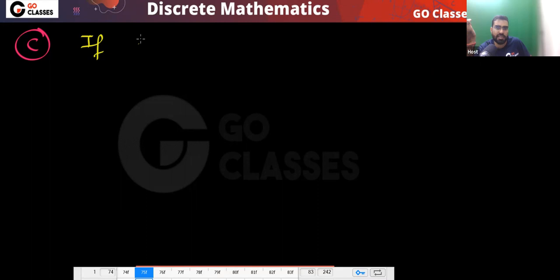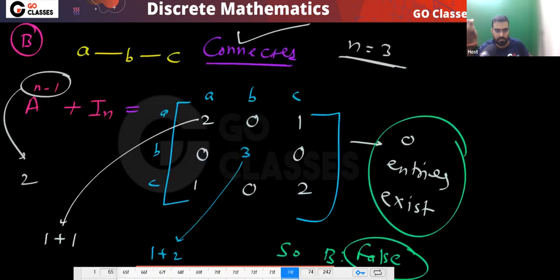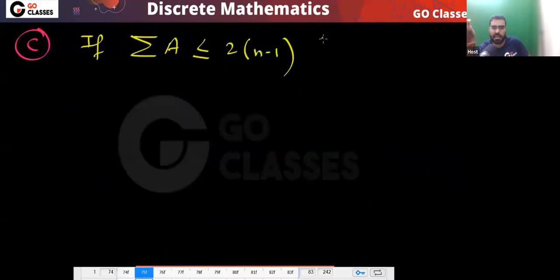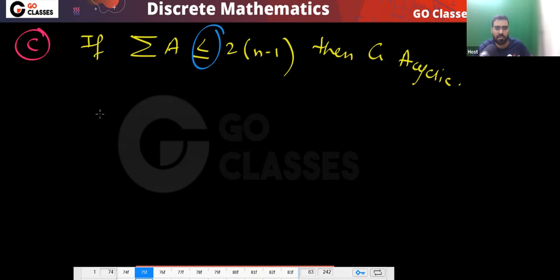This is saying that if the summation of all entries of A is at most 2 into n minus 1, then G is cyclic. You can easily make this false because of the symbol, because of "at most".